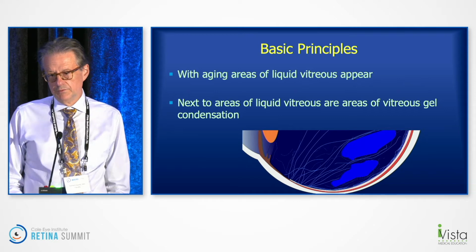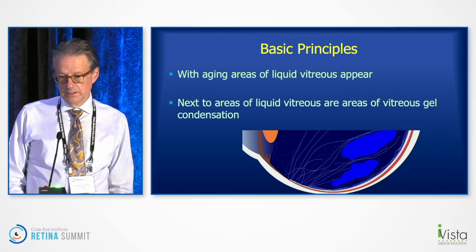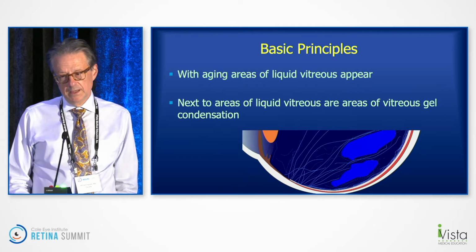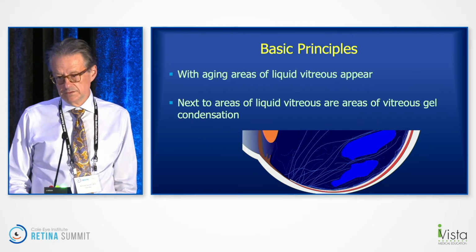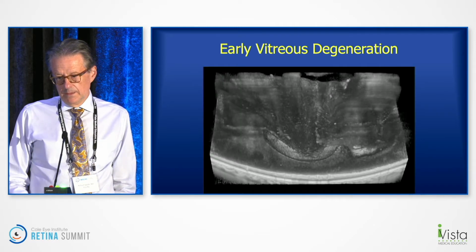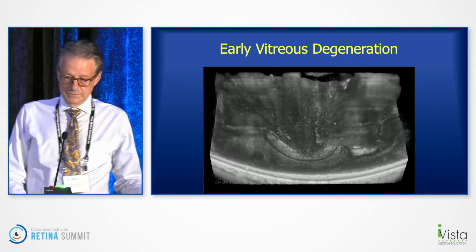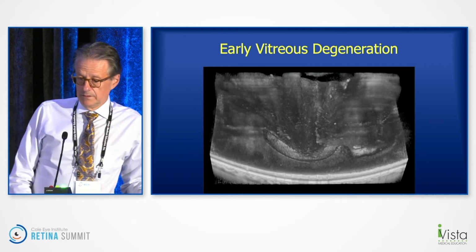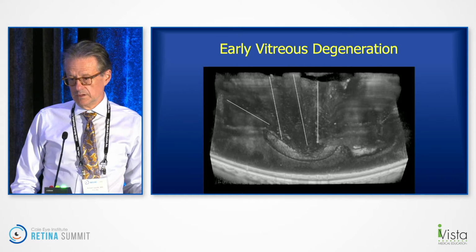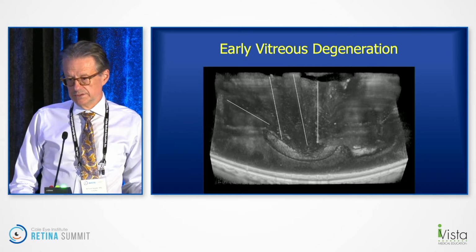So there are some easy principles about looking at the vitreous. With aging, areas of liquid vitreous appear, and they're pretty much hyporeflective. Next to them are areas where the vitreous gel starts to condense, and they become hyperreflective. So this is a patient with early vitreous degeneration, typically a person in their late 20s. And you can see there are these sorts of lines present there. But they're really just ridges.